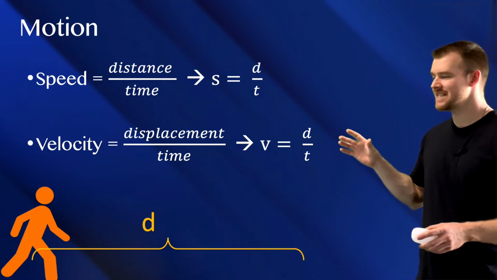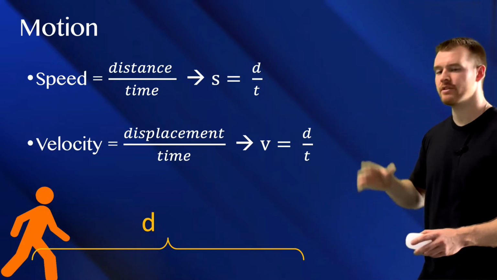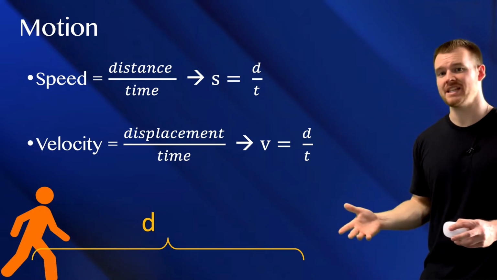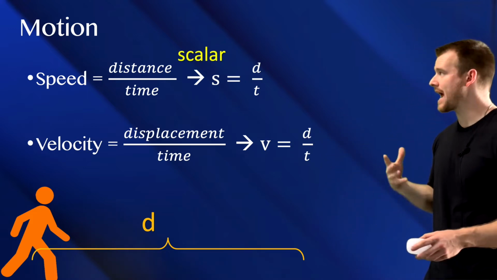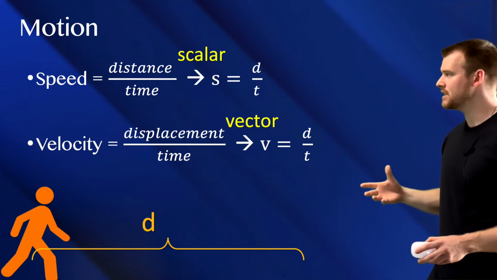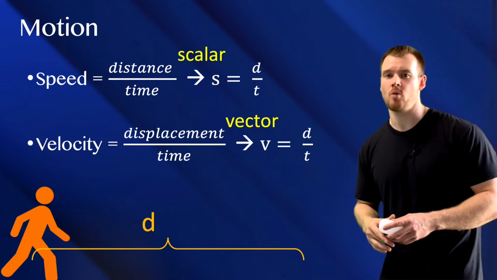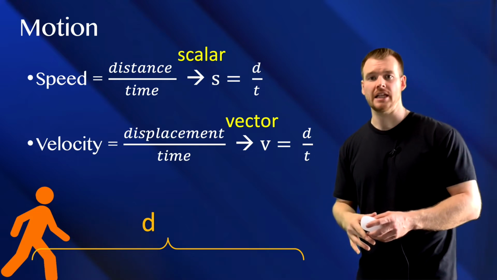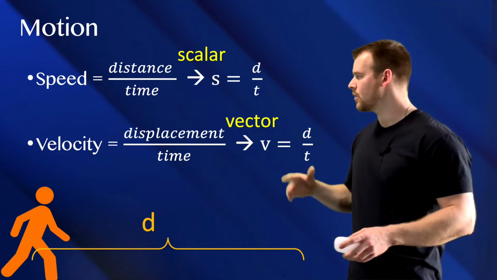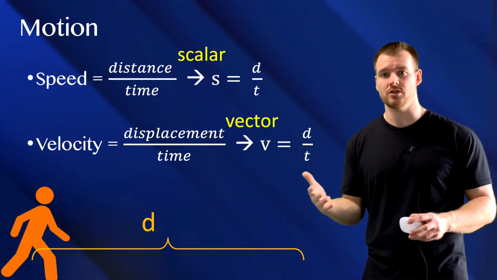It's just that d is now representing displacement instead of distance. We did look at the difference between distance and displacement in previous lessons, and a reminder that distance is a scalar quantity, just talking about how far you've gone, and displacement is a vector, saying in what direction and how far we ended up from where we started. So this means that speed is also going to be a scalar. We're just worried about how fast, whereas velocity is a vector. We're worried about how fast, but also in which direction.